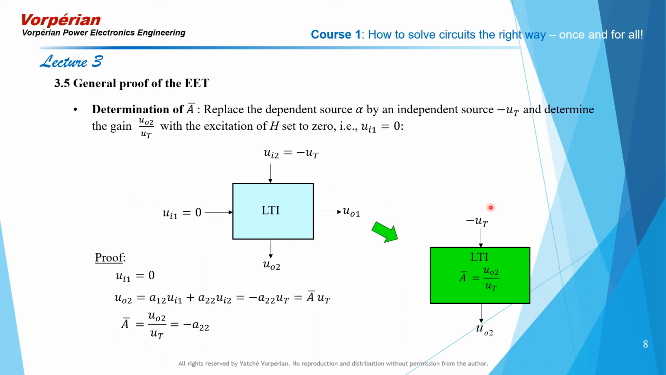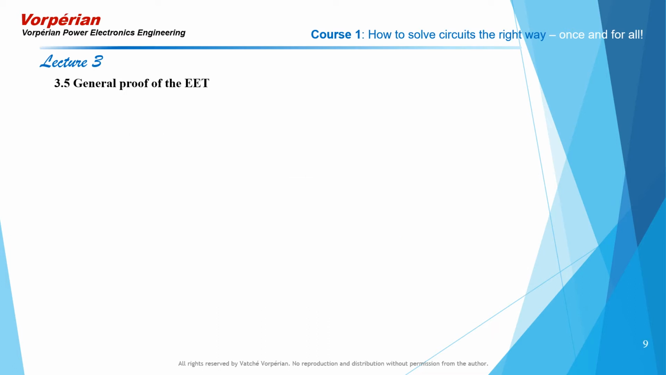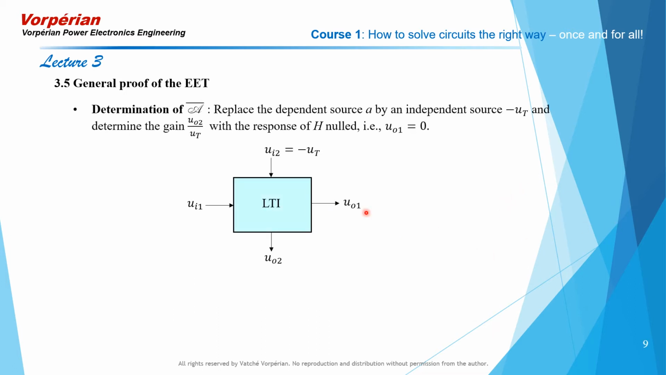Good. Let's go to the next one. Now we want to see the determination of a script a bar, the null inverse gain. Well, the first part of the operation is the same. Replace the dependent generator with an independent version of it with a minus sign in front of it, which means let it point in the opposite direction. But this time, instead of making the excitation equal to 0, minus ut and ui1 together are going to null the response. They're going to make uo1 equal to 0.